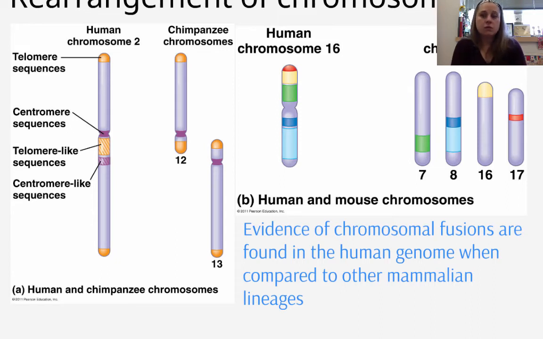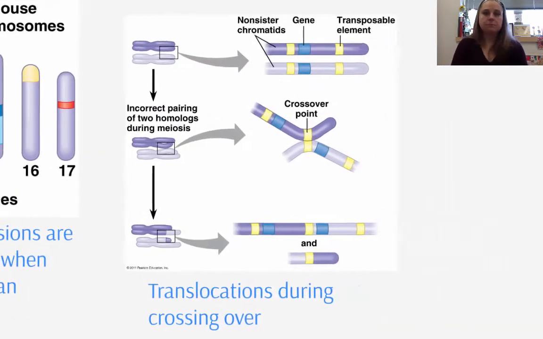Okay, there's also things between us and mice as well. Evidence of these fusions is found in the genomes when we look for it. So these are similarities that lead us to hypotheses as we look at evolution, looking at how life is related.